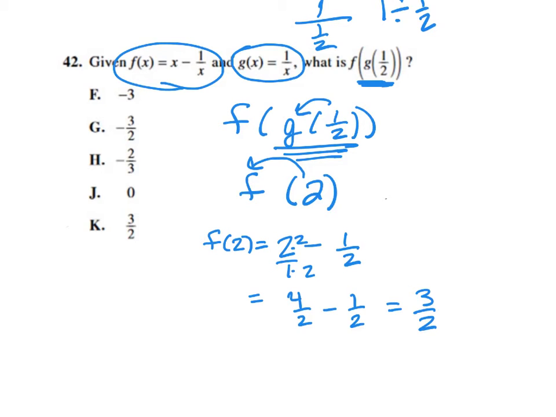And I look at my choices, and for K, I see 3/2. I could have also just taken 2 minus 1/2 and said, well, that's just 1 and 1/2. But then I noticed that that's not any of my choices. But 3/2 is the same as 1 and 1/2. The answer is K.